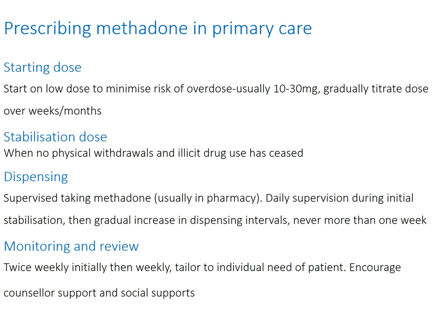So the object is to make sure that you start off on a low dose to minimize risk of initial overdose. So usually something like 10 to 30 milligrams daily, and gradually titrating the dose up. The dose will become stabilized when there is no evidence of physical withdrawals and on urine tox screening, illicit drug use has ceased. Initially, dispensing through the named pharmacist is supervised daily, and then gradually increased to dispensing intervals of several days, but never more than 1 week. Monitoring is usually done twice weekly initially, then weekly, and this would include urine analysis for other polydrug use. This is tailored to the needs of the patient. We encourage the patients to take the offer of counselling support and social supports.